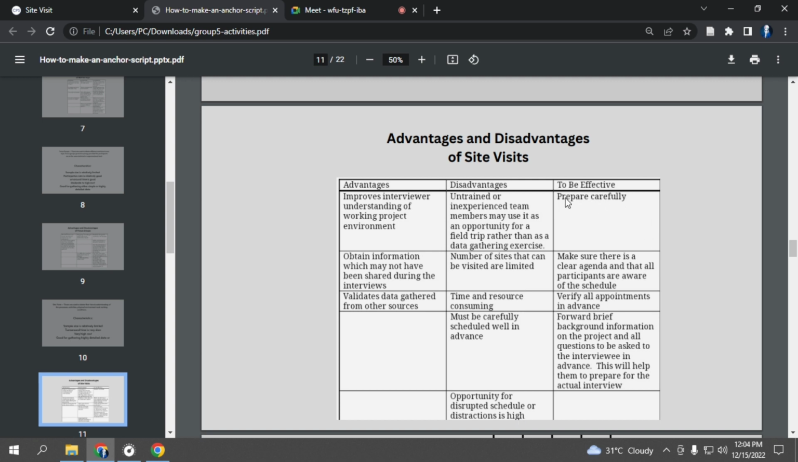And these are some of the ways to be effective when it comes to site visits. First is prepare carefully. Make sure there is a clear agenda and that all participants are aware of the schedule. Verify all appointments in advance. And lastly, forward brief background information on the project and all questions to be asked to the interviewee in advance. This will help them to prepare for the actual interview.